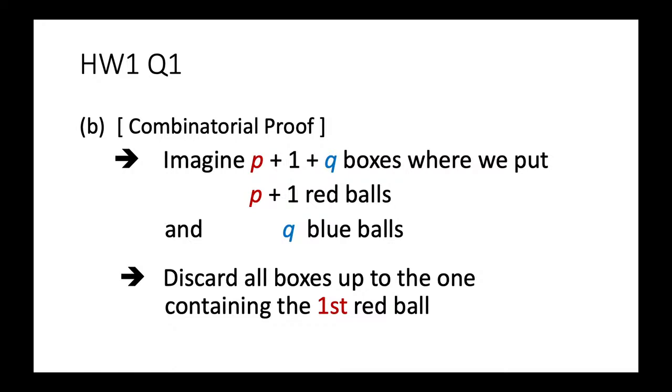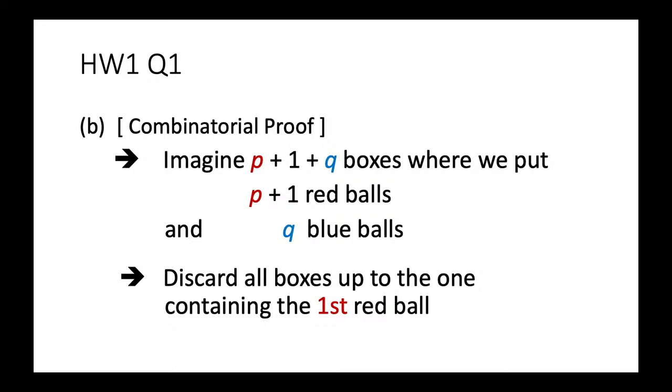So by doing this, we get a configuration with at most q blue balls and exactly p red balls. On the other hand, if you have a configuration with exactly p red balls and at most q blue balls, then we can reconstruct such a configuration here in this case.